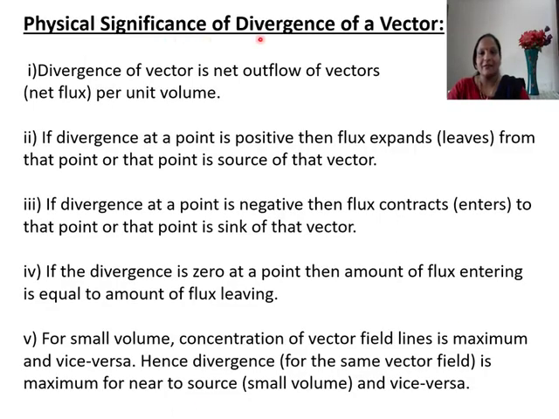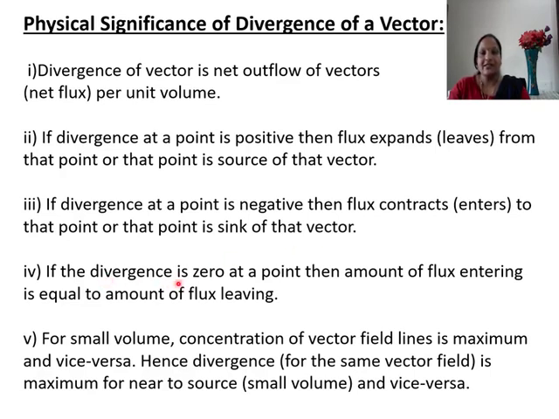Physical significance of divergence of a vector. The divergence of a vector is net outflow of vectors per unit volume. If divergence at a point is positive, then flux expands or flux leaves from that point, and that point is called a source of that vector. If divergence at a point is negative, then flux contracts. Flux enters that point, and that point is called a sink of that vector.